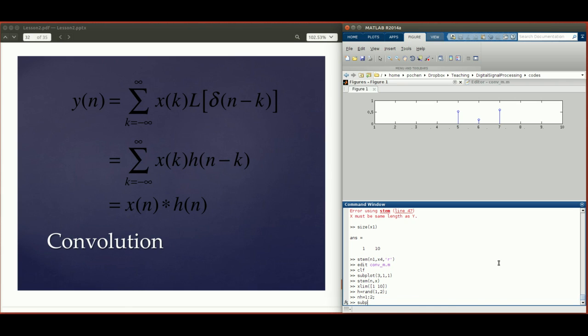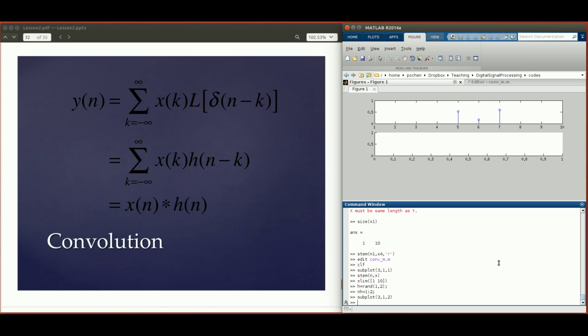And then in the second subplot, let me stem and plot this h, and I'm going to adjust the horizontal axis to be exactly the same, from 1 to 10. So how are we going to implement this particular formula?